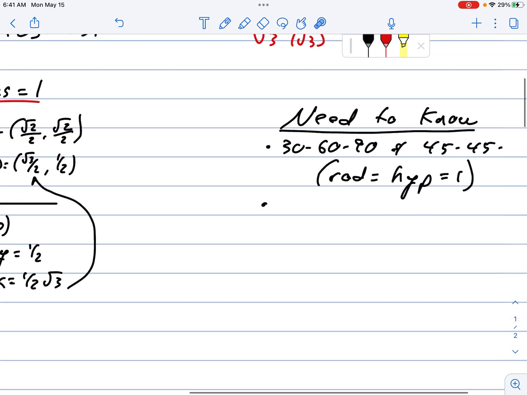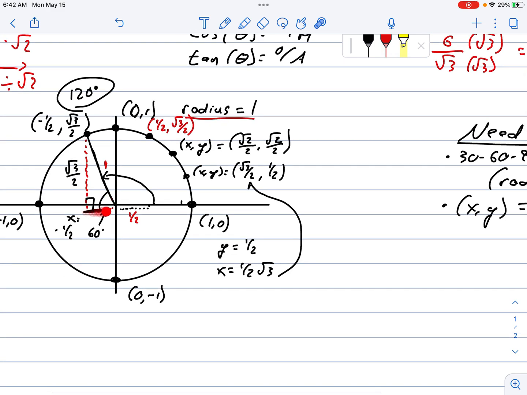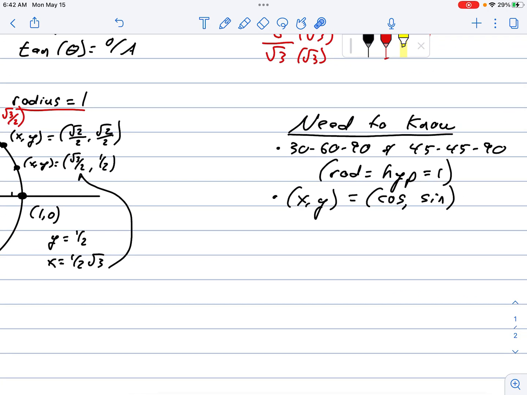Very nice. Because our hypotenuse is 1, our x comma y values here are our cosine comma sine. Cosine is the x, sine is the y, because it is adjacent and opposite, and that's my hypotenuse. And because my hypotenuse is 1, I can just get the value right from there. Really nice.